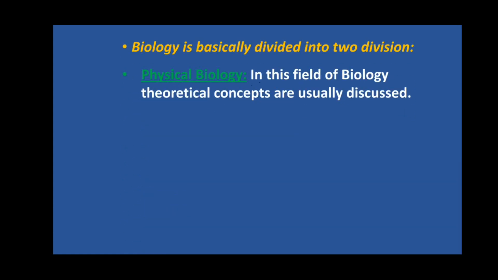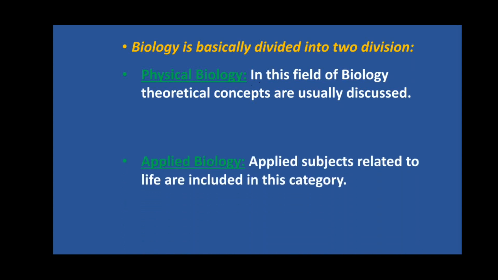Now, the branches of biology. Biology is basically divided into two divisions. One is physical biology, another is applied biology. So what is physical biology? In this field of biology, theoretical concepts are usually discussed. And in the case of applied biology, the applied subjects related to life are included in this category.